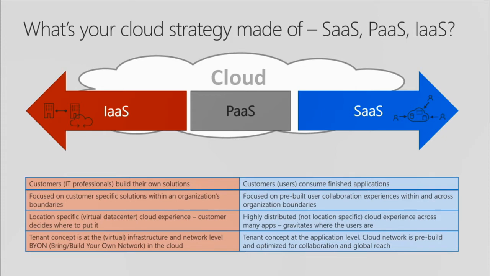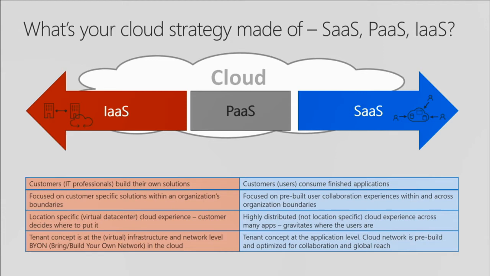Another very important element here is that in the IaaS world, the tenant is a networking-specific concept. You virtually have a data center that you're extending your network to, and that becomes part of your tenancy from the network level up. In fact, many customers in the IaaS world bring their own network. They bring their own solutions. They bring their IP addressing scheme.